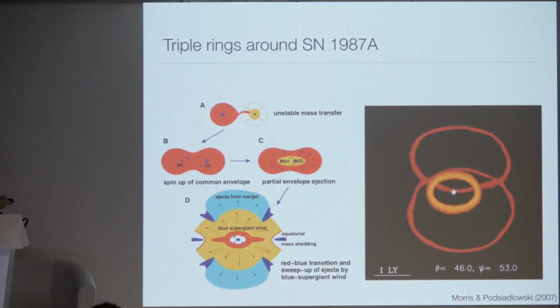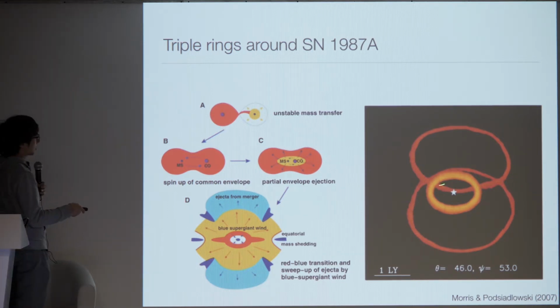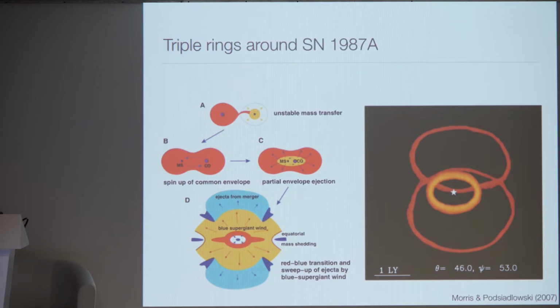And there's a suggestion that this kind of merger can make these rings. They did some numerical simulation, and they found they can make these 3 rings, and depending on the angle you see, we can explain these 3 rings which are observed for 87A.